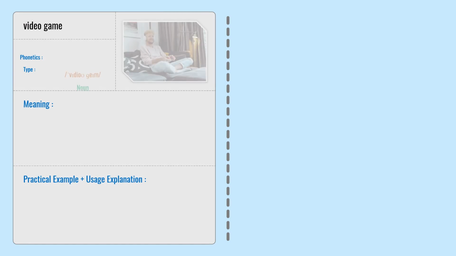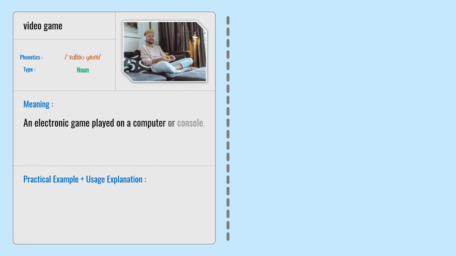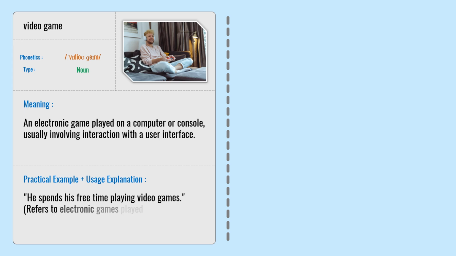Video game. An electronic game played on a computer or console, usually involving interaction with a user interface. He spends his free time playing video games. Refers to electronic games played on consoles or computers.